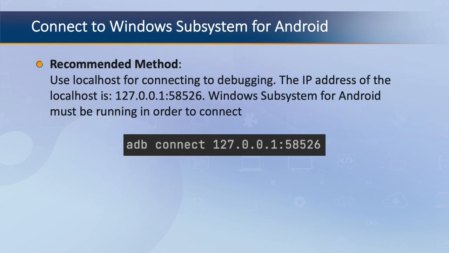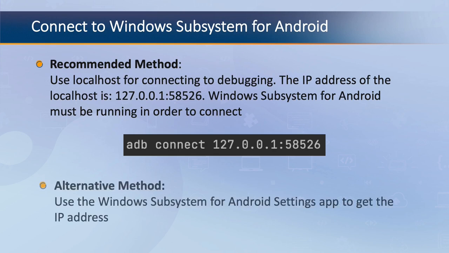Finally, you need to connect to the Windows Subsystem for Android virtual machine. To do this, you have two options. The first is the recommended method using localhost for connecting to debugging. The IP address of the localhost is 127.0.0.1:58526. Windows Subsystem for Android must be running in order to connect, and the best way to launch this is by launching an Android app that was installed with the Amazon Appstore. To connect to the localhost address of Windows Subsystem for Android, enter ADB Connect and the address for localhost.